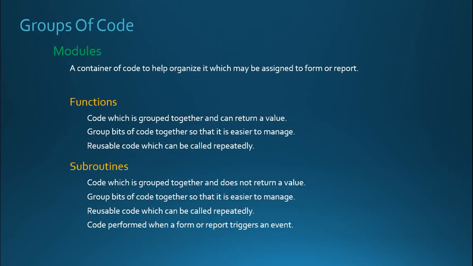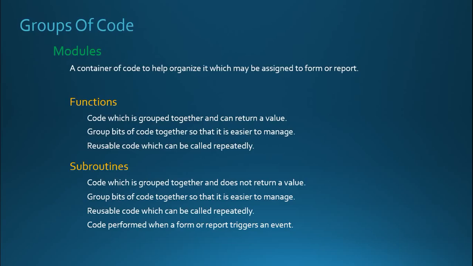And then last but not least, subroutines are the code which is performed when a form or report triggers an event. Now this is very specific to forms and reports. When you click on a button on a form or you click on something in a report, Access will recognize that you have done something on that form or report. Because you've done that, Access will look to see if there's a subroutine associated with whatever it is that you did on the form or report. If there is, it'll run that routine that you wrote, and that's just a really good way to do it.